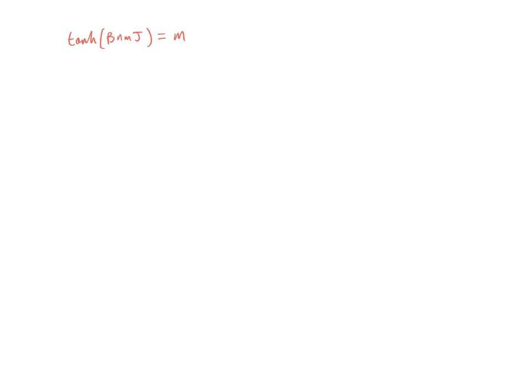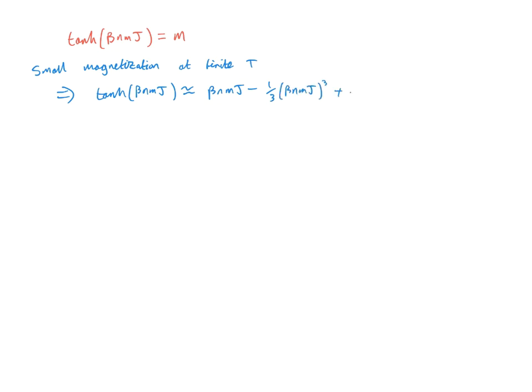Another important limit to consider is what happens when the magnetization becomes very small, and we'll do that at finite temperature. What does that mean? It means that the argument of the tanh becomes very small, and this motivates a Taylor series expansion. So we can write that this thing is approximately beta n m J minus, it turns out, 1/3 of beta n m J cubed plus higher order corrections, which we're going to throw away because they will be progressively smaller when the argument beta n m J is small, and that happens when the magnetization is small. And all of that, on the right-hand side, is equal just to the magnetization m.